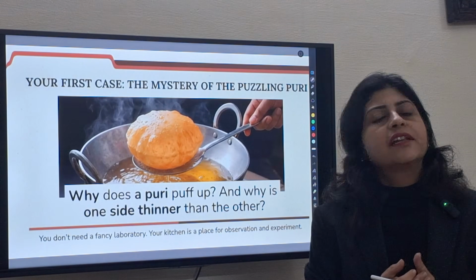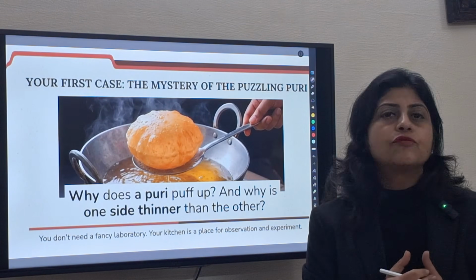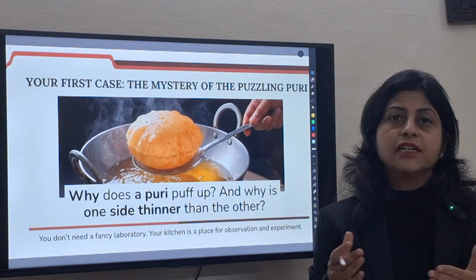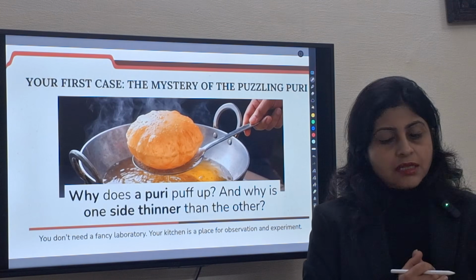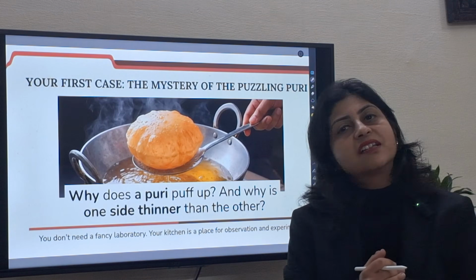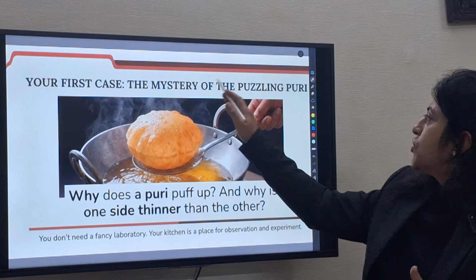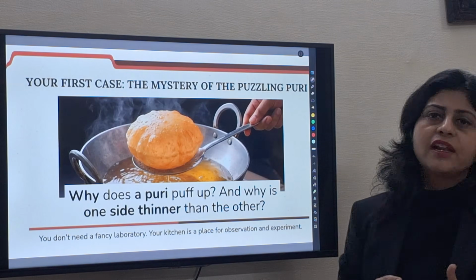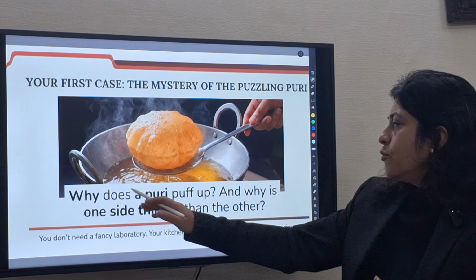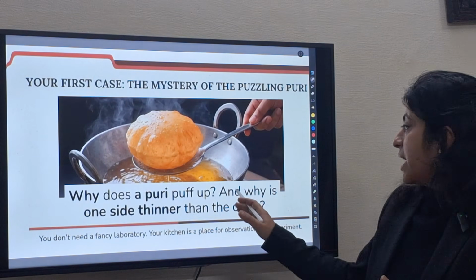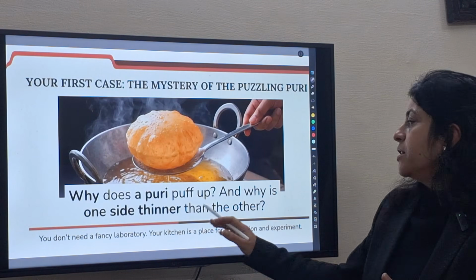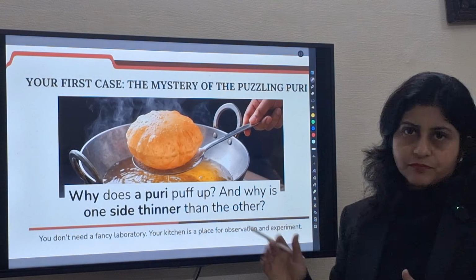Now, let's take an example, our first case for understanding how we investigate as a scientist: the mystery of the puzzling puri. We took the first example of the mystery of the puzzling puri. Let's see how it works. Why does a puri puff up and why is one side thinner than the other?